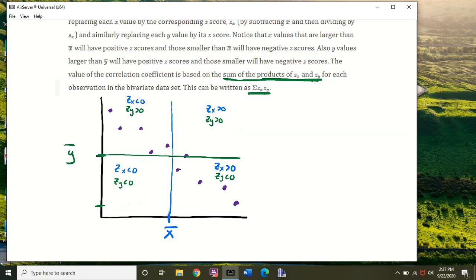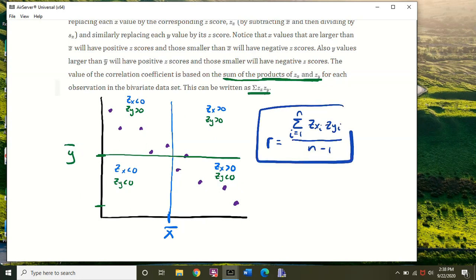The formula for computing r is actually given by this. r is equal to the summation, as i goes from 1 to n, of the product z x sub i, z y sub i, all divided by n minus 1. Okay, and I'll show you an example of how we can use this to actually compute an r value in a moment, and then we'll go from there. But this is the gist. This is the idea, with the products of the z-scores dictating whether this thing comes back positive or negative.